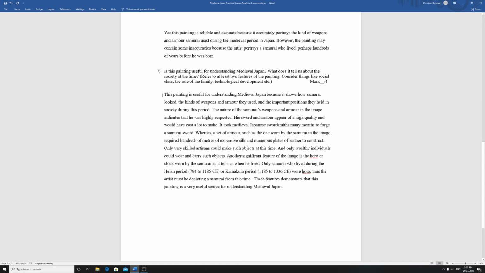So this is my contention here. This painting is useful for understanding medieval Japan because it shows how samurai looked, the kinds of weapons and armour they used, and the important positions they held in society during this period. And that's that final part of the sentence there. I'm responding to this second part of the question. What does it tell us about the society at the time? It tells us that samurai held important positions in society at that time.